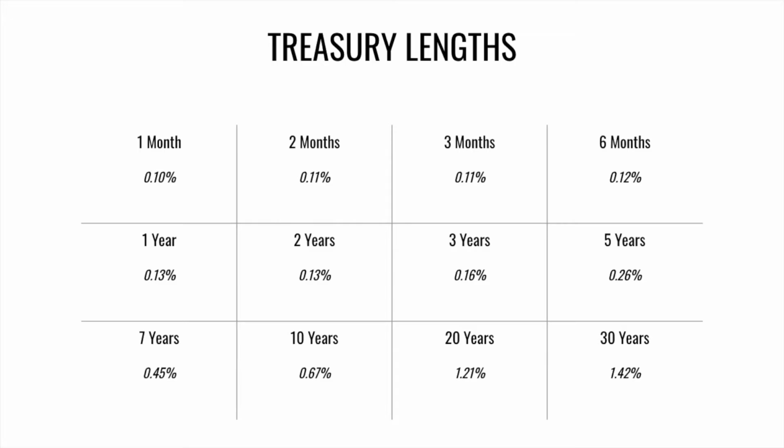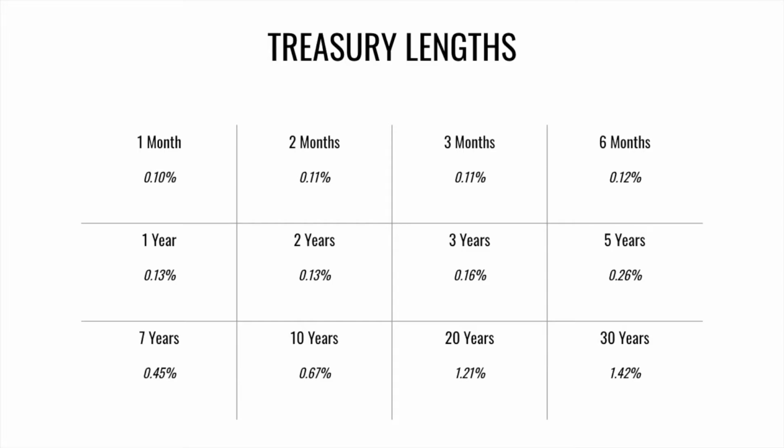And just hypothetically speaking, to give you an idea of how all of this works, if I bought a 1-month Treasury bill right now for $1,000 with 0.1% interest, then 1 month from now, I'd get $1,000 back plus $1 more in interest that I would have gotten. So my $1,000 after 1 month became $1,001.